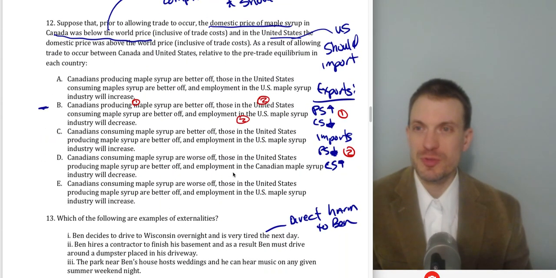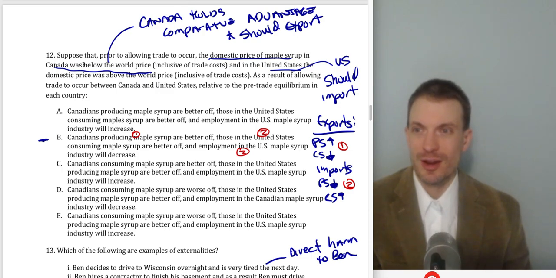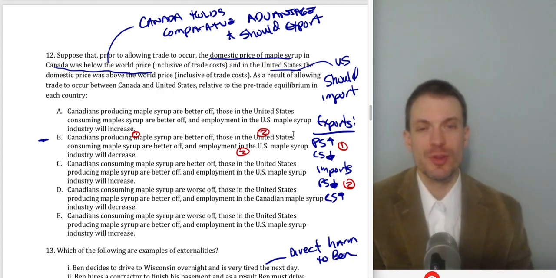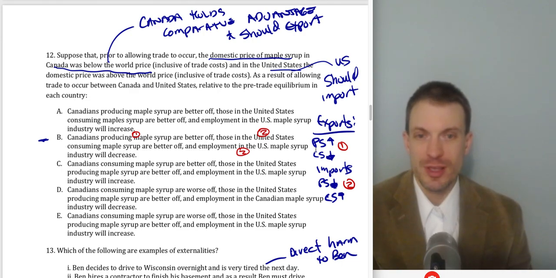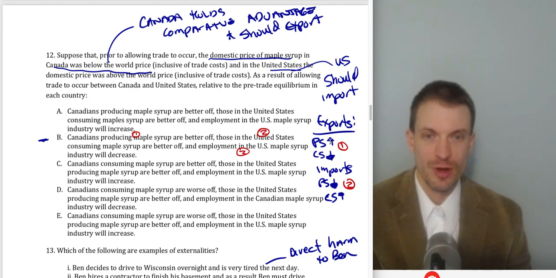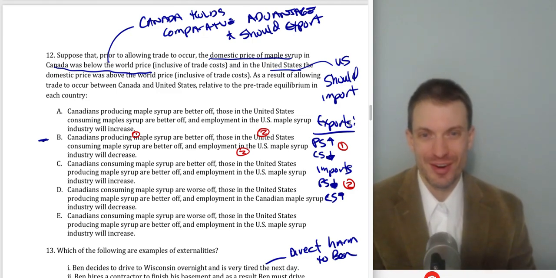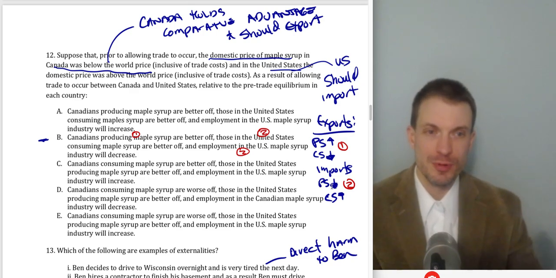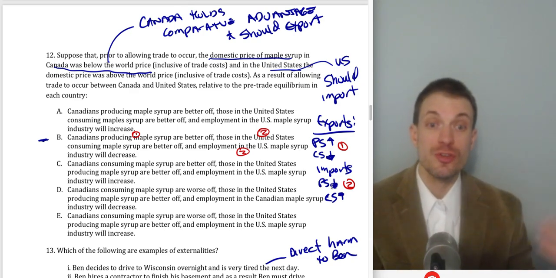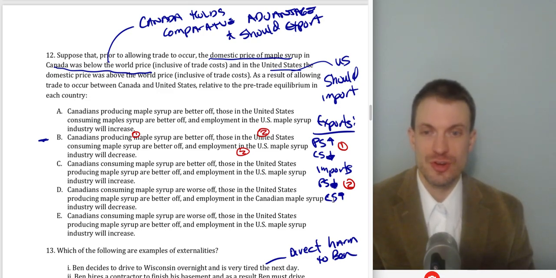Okay, so suppose prior to allowing trade, the domestic price of maple syrup in Canada was below the world price. This tells us Canada holds a comparative advantage and should be an exporter. In the United States, the domestic price is above the world price, so the U.S. lacks a comparative advantage in maple syrup and should import. As a result of allowing trade to occur, what happens relative to the pre-trade equilibrium? Well, let's look at what happens in exports. For the exporting country, producer surplus rises, consumer surplus falls. Producers gain because now they find foreign buyers. Consumers lose because they lose their products to those foreign buyers. What about for the importing country? Producer surplus falls because now they're facing foreign competition. Consumer surplus rises because now consumers have access to cheaper products.